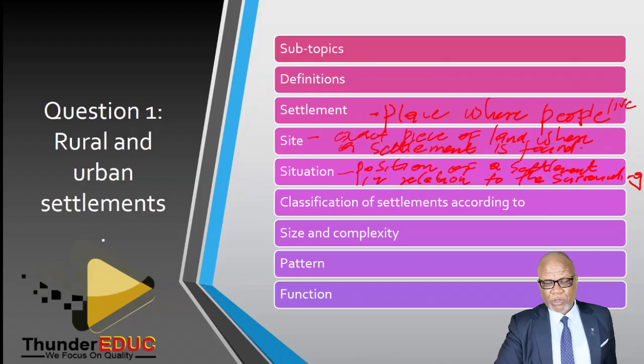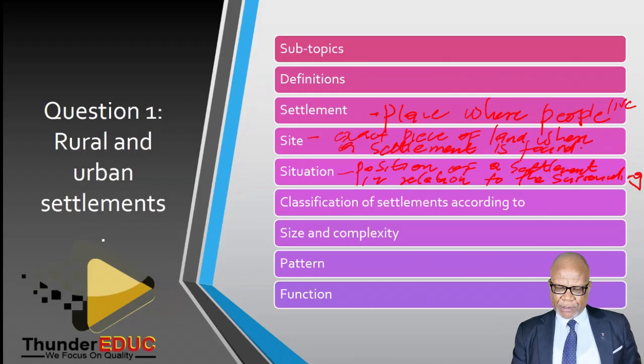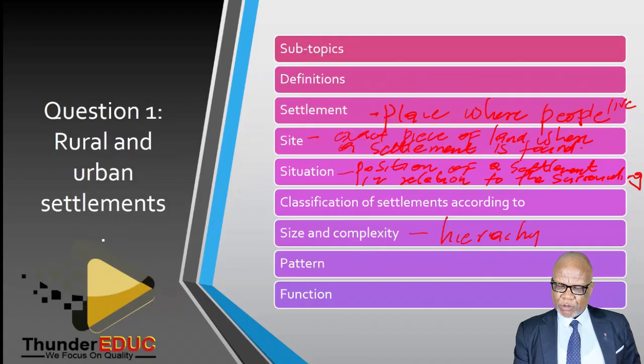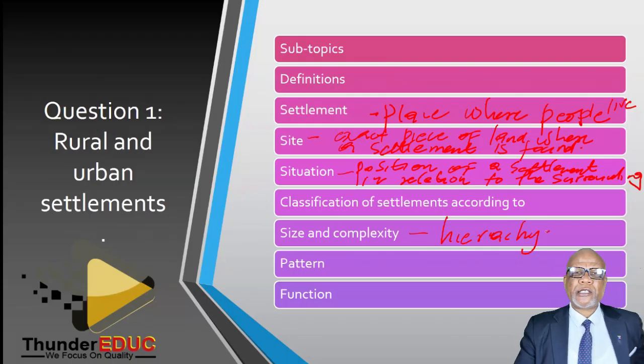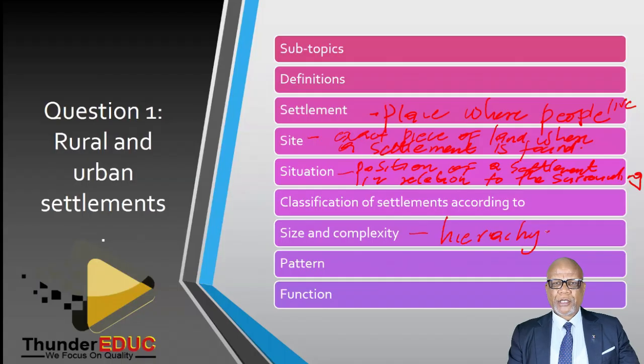Then we're going to be looking at classification of settlements. Settlements can be classified in a number of ways. Number one, it can be classified according to size and complexity. So when you're looking at the settlements from the smallest to the largest, you're ranking settlements. This is sometimes called hierarchy. It is the classification of settlement from the smallest to the largest. So that is size and complexity.